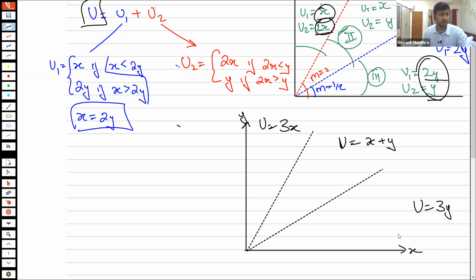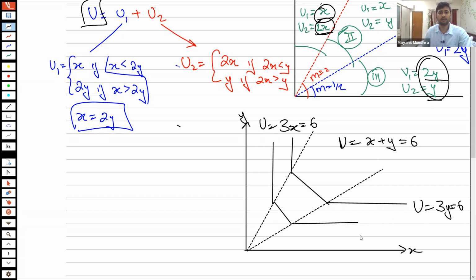Now let's take any utility value to end this. So utility is, let's say, 6. So this becomes 3y equals 6, so y equals 2. So y equals 2 is basically a horizontal line. It would look like this, a horizontal line. In here you have x plus y equals 6. So that would be a 45-degree line like this. Right? And in here you have 3x equals 6, so x equals 2. So it would look like this. All right. So this is what your indifference curves would be like. Okay. So this is going to be the shape of the indifference curves.